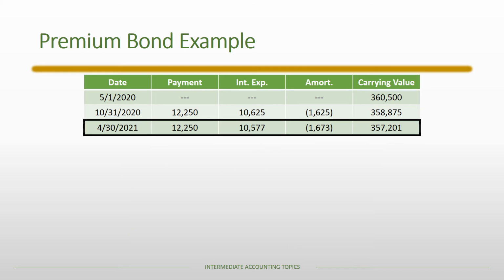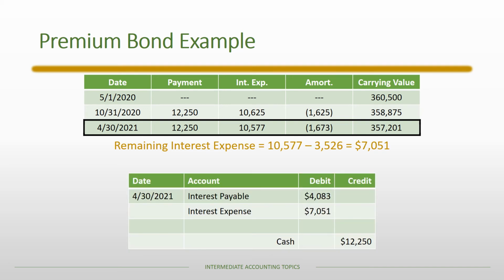So then on April 30th, 2021, we have to complete the journal entry for the next payment. The remaining interest expense is the total interest expense, 10,577, minus the amount of interest expense that we previously accrued. And so the interest expense that was incurred from January 1st, 2021 through April 30th, 2021 is $7,051. And so now we have our journal entry.